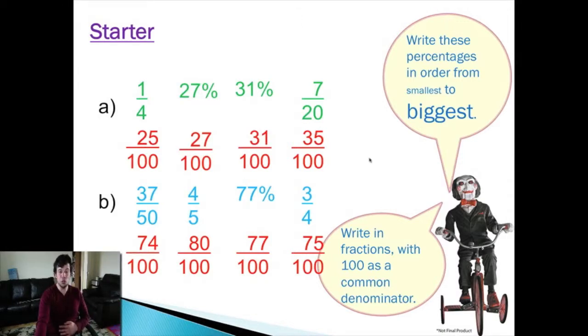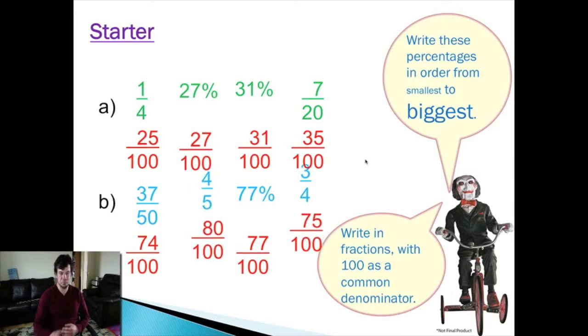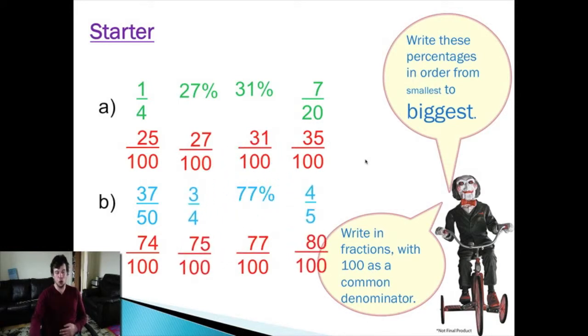Right, do you agree with this order? Of course, 74 hundredths is the smallest fraction and 80 hundredths is the largest fraction. Just an aside, it actually looks like these fractions and percentages are incredibly similar in size, as with the above example too.